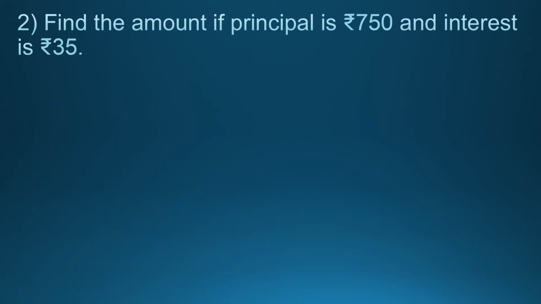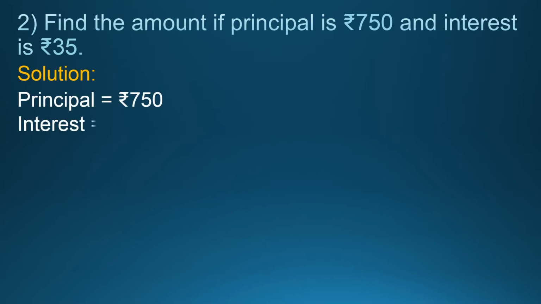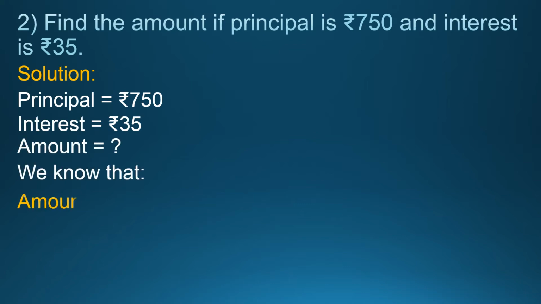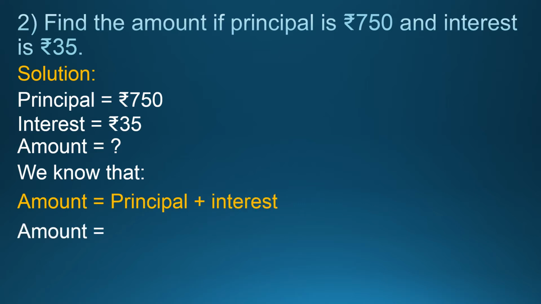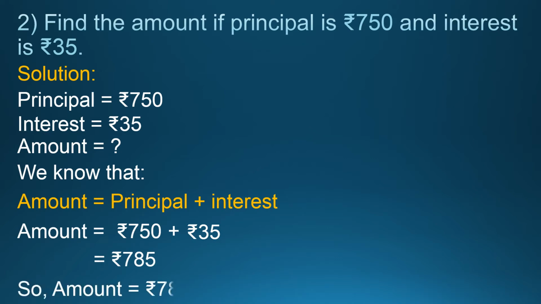Find the amount if principal is rupees 750 and interest is rupees 35. See, in this question, principal is equal to rupees 750, interest is equal to rupees 35 and amount we have to find out. We know that amount is equal to principal plus interest. Now put the value. Principal is equal to rupees 750. So write down rupees 750. Then write the plus symbol as it is. And interest is equal to rupees 35. So write down rupees 35. Now do the addition. We get rupees 785. So amount is equal to rupees 785.